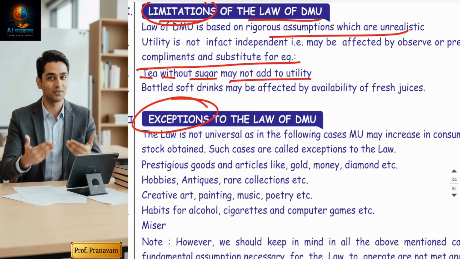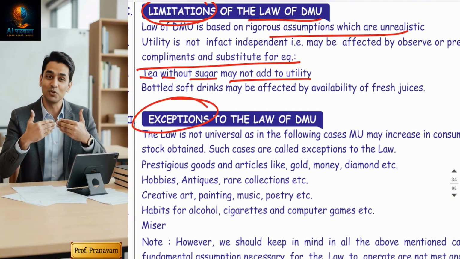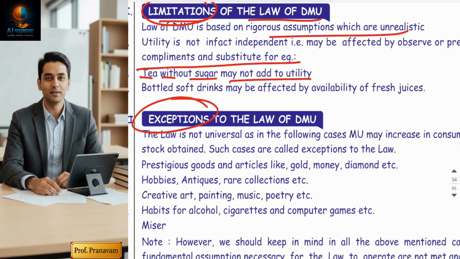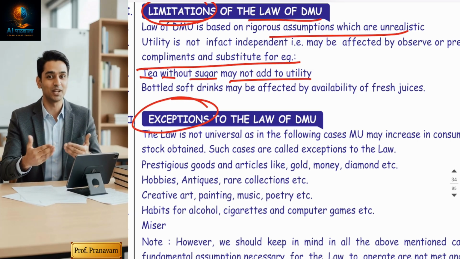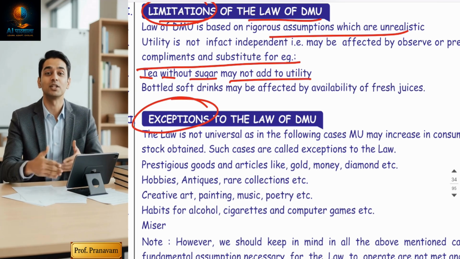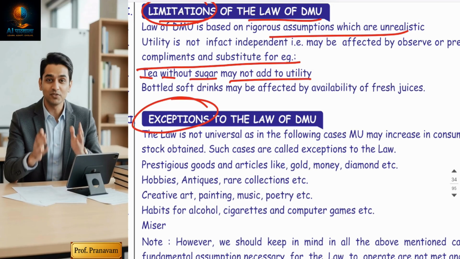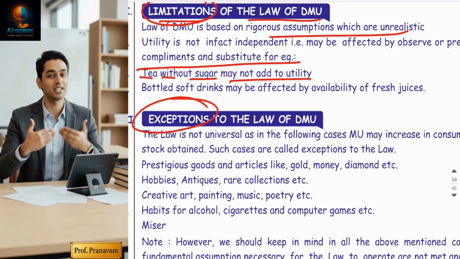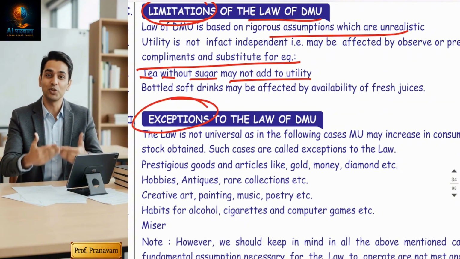So the people who like a sweet tea with sugar, if you don't put the sugar, the first sip of tea will not give you maximum utility. Now, as per the normal law, the first sip of tea or first slice of pizza will give you maximum MU, and then it diminishes and reaches zero. But if there is no sugar in the tea or no salt in the slice of pizza, my first slice will give me MU zero.